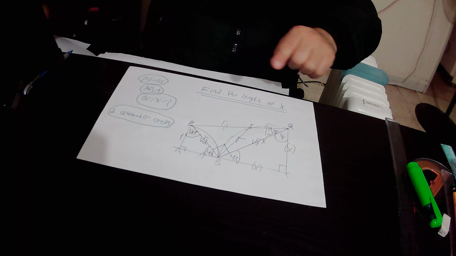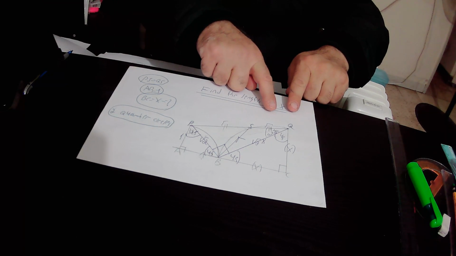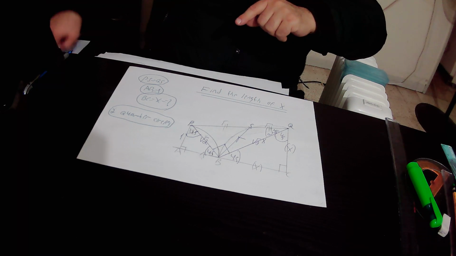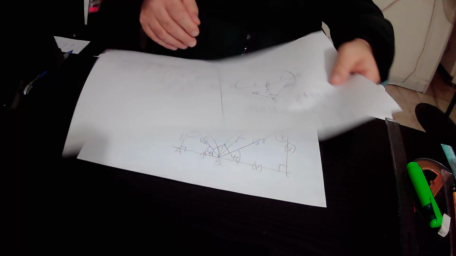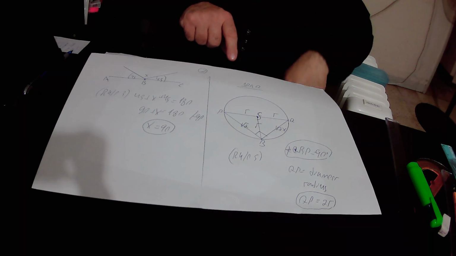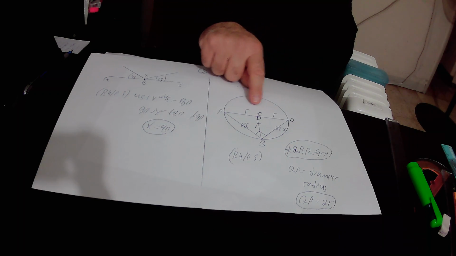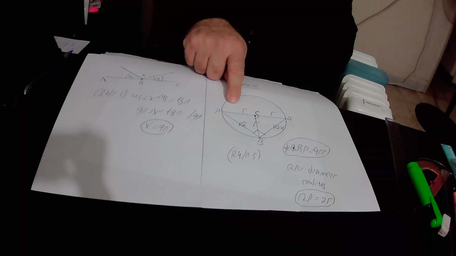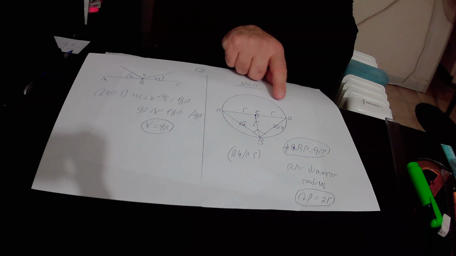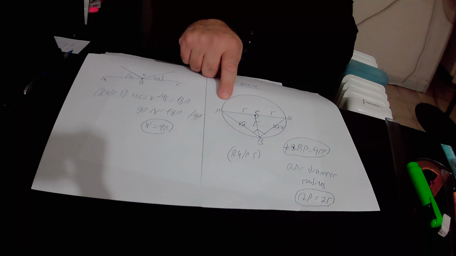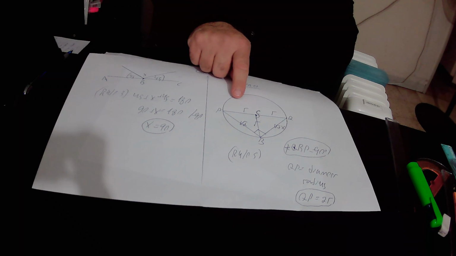we know that QS equals SP. It is given in the question that QS equals SP. So if QS is X, then SP must also equal X. So in total, QP equals QS, that is X, plus SP, that is X. So in total, QP equals X plus X, that is 2X.